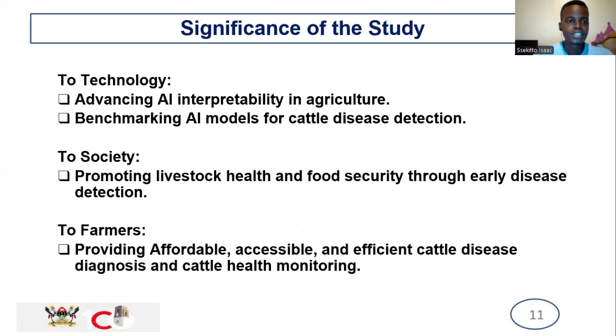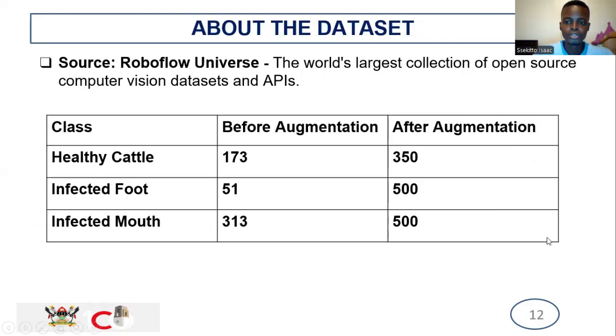Significance of the study: to technology, we have advanced AI interpretability in agriculture. To society, it promotes livestock health and food security through early disease detection. For farmers, it provides affordable, accessible, and efficient cattle disease diagnosis. We move into the implementation phase.